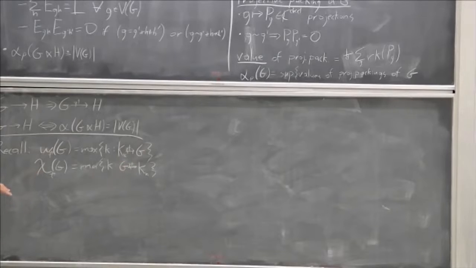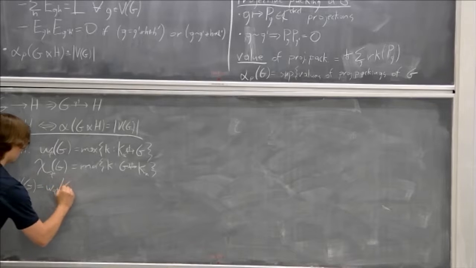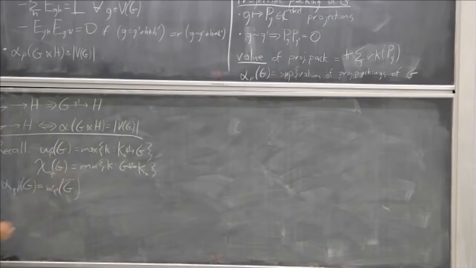Actually, in practice we often care, instead of about quantum clique number, about quantum independence number, denoted alpha QT. And this, of course, is just omega QT of the complement of the graph G. So what we're going to look at today mostly is this quantum independence number.